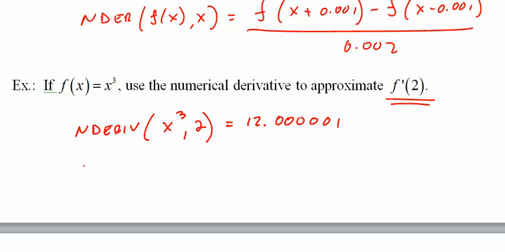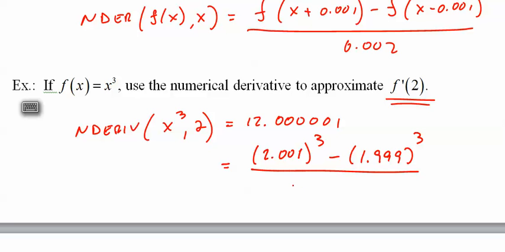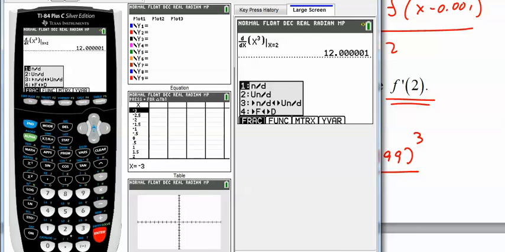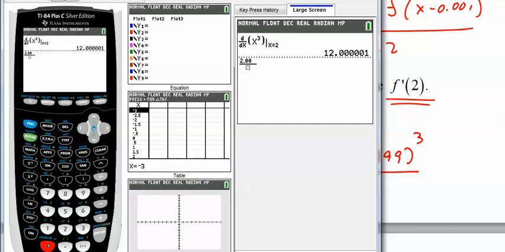I think that's what it was. Don't really care. If we wanted to do it by hand, we would go 2.001 to the third minus 1.999 to the third over 0.002. And I said I wasn't going to do this, but I guess I lied because I think I'll try that. 2.001 to the third minus 1.999 to the third all over 0.002.